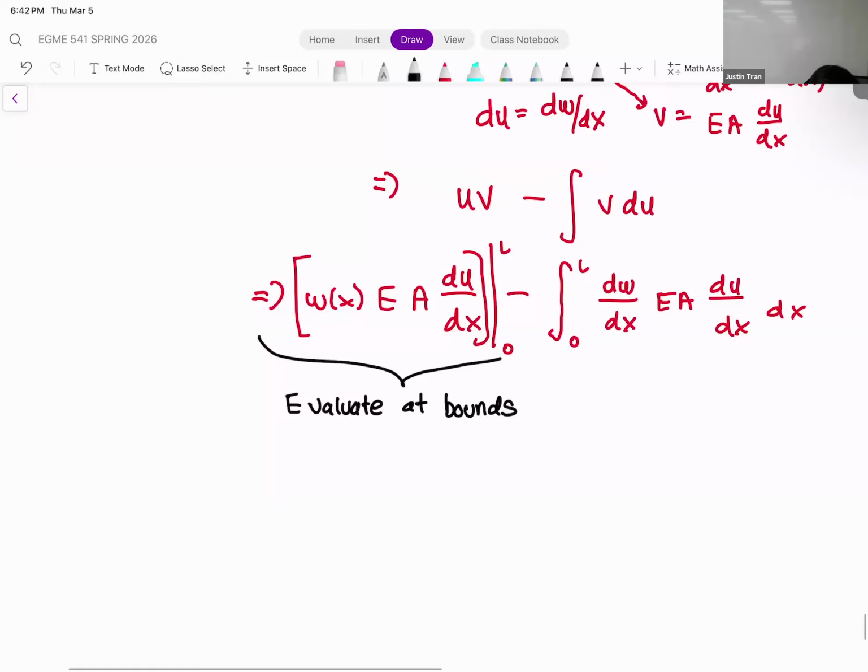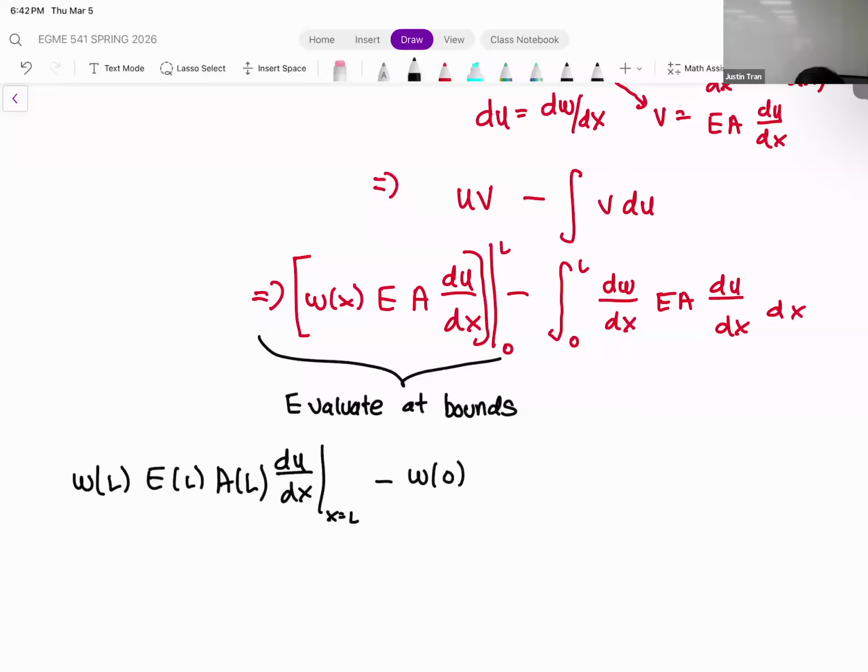Okay. And so we have w of L times e of L times a of L. Remember, because e and a are all functions of x as well, times du dx at L, minus the same thing at 0. So w of 0, e of 0, a of 0, du dx at x equals 0.